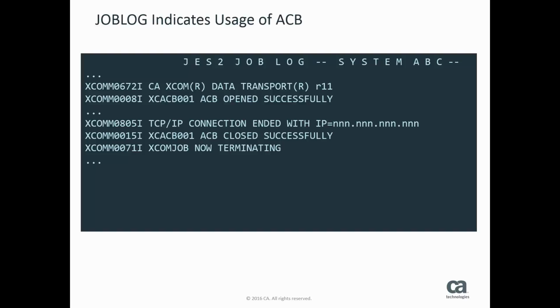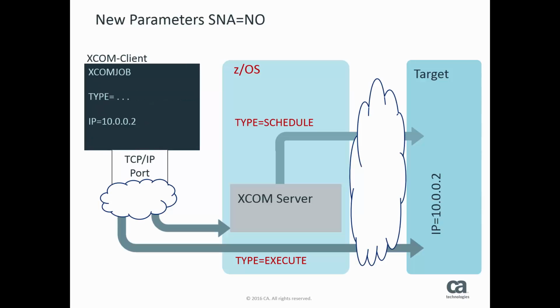When TCP/IP is used as medium, that ACB will not be used, but if there is no ACB available, the transfer fails. With release 11 of XCOM for z/OS, you can use the new parameter SNA=NO in the default table to tell XCOM not to use any ACB for transfers, but instead a TCP/IP connection.